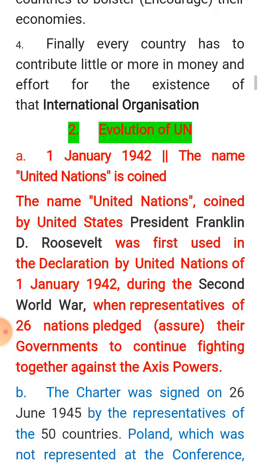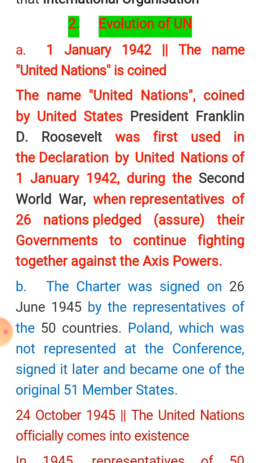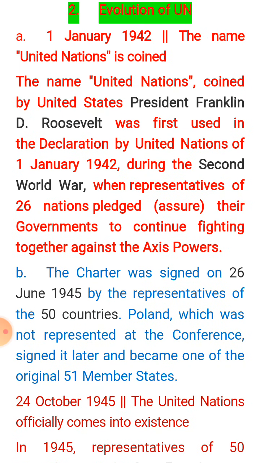The UN. The name United Nations was coined on 1st January 1942, and that was the first time it came into existence. The name United Nations was coined by United States President Franklin D. Roosevelt. Who coined the word United Nations? American President Franklin D. Roosevelt. Got it?